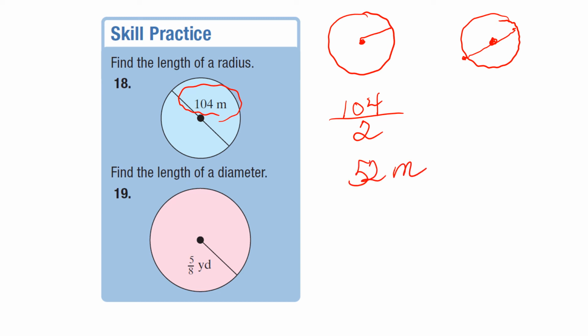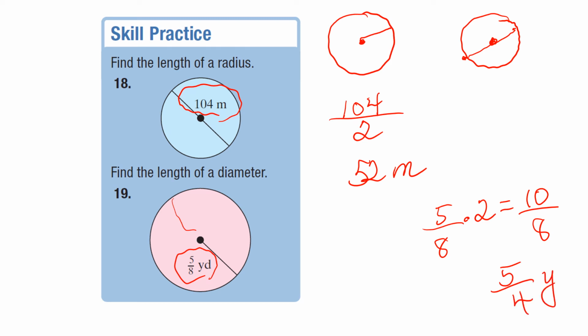And for number 19, we have 5/8 yards that we're going to double. And so 5/8 times 2 is 10/8, and we're going to reduce that to 5/4, and that's yards.